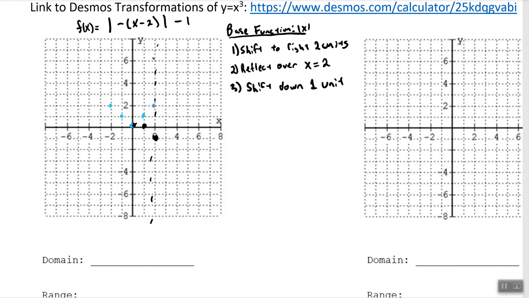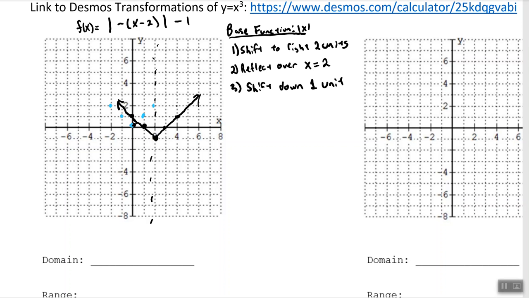Same thing here. 2 units to the right. Reflect it over that line x is equal to 2 and then down 1 unit. And you keep applying these to our points on each side of the graph until you see this picture. And we know how our graph is going to continue. So we get a nice picture.